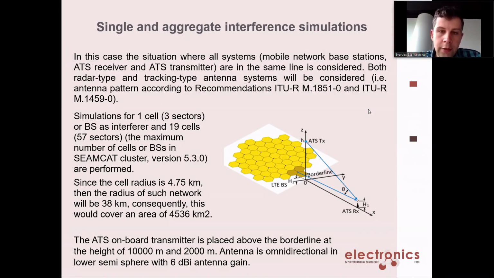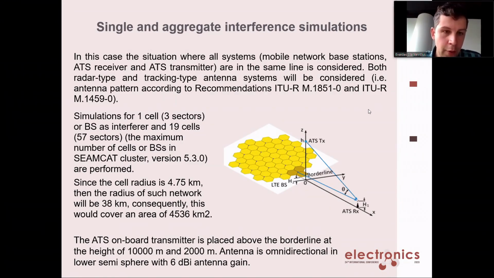Two possible antenna types were used in the ATS system, because there is not much public information about how the ATS system works; the system was developed many years ago. In the ITU radiocommunication standards and recommendations, we found two different antenna types that could be used: the so-called radar type and tracking type antenna. On the next slide, I will show the antenna patterns.